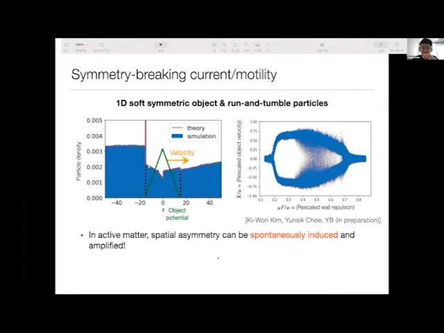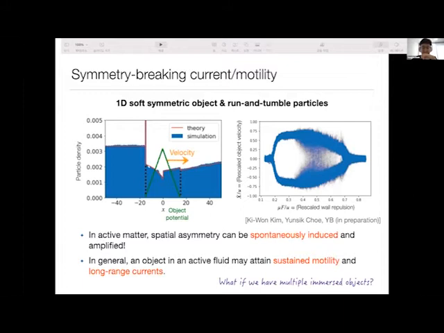So yeah, this is an interesting feature of active matter. Special asymmetry can potentially be induced and even amplified. So all these things show that active fluid can attain sustained motility and long range currents, due to either a given asymmetry of the space or due to induced asymmetry of the space.